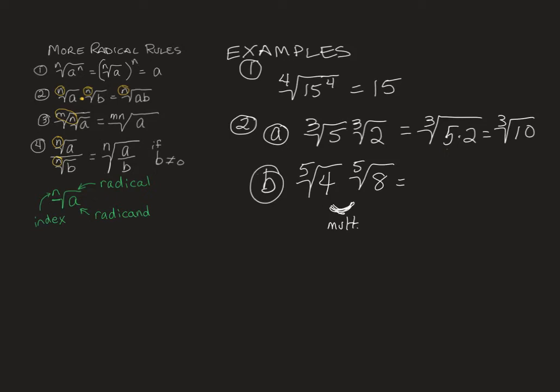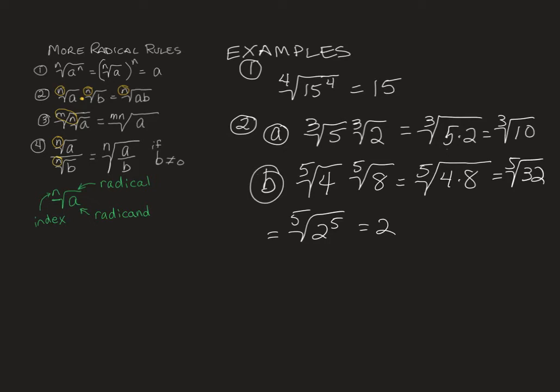Therefore, because of rule number 2, we can put it all under one radical with the same index. 4 times 8 equals the 5th root of 32. Okay, you probably remember also that 32 is equal to 2 to the 5th, which is 2, according to our first rule that we've written.